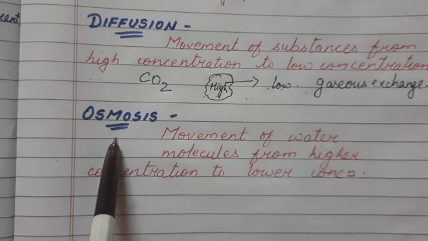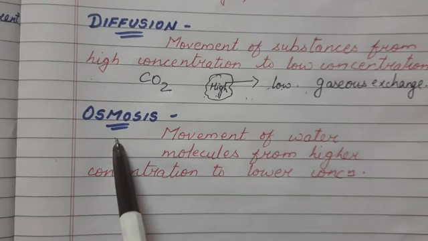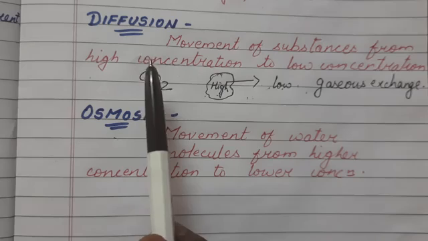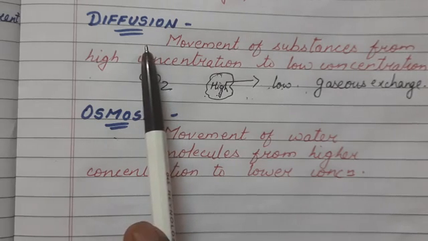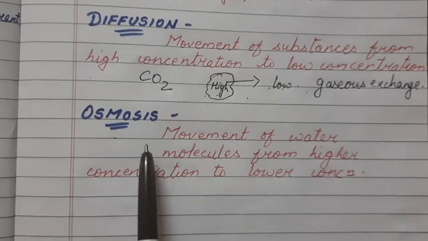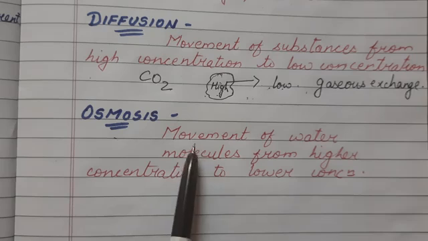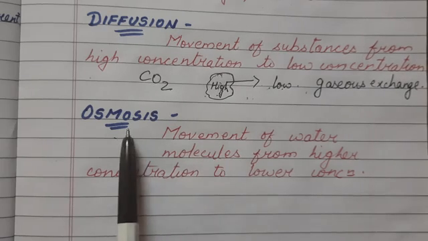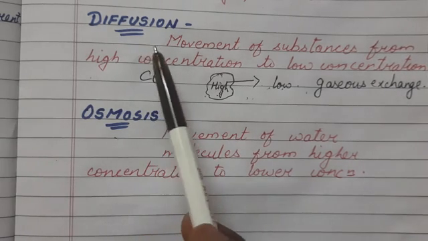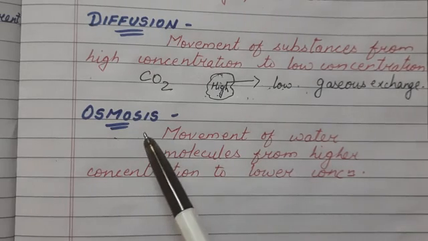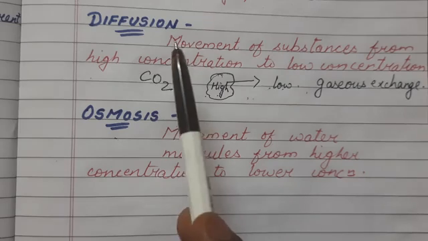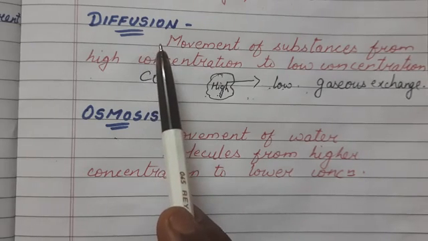Clear, children? So actually osmosis is also a kind of diffusion. But what is the difference? Diffusion involves gaseous exchange, and osmosis can be seen in the water molecules or movement of water. So you can say that in a way diffusion and osmosis are the same, but diffusion shows gaseous exchange.